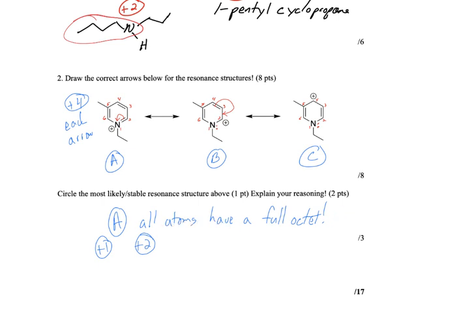would be the least likely structure. Octet rule is the first thing you ask versus worrying about which atom is more electronegative. So the answer is A, because everything has a full octet.